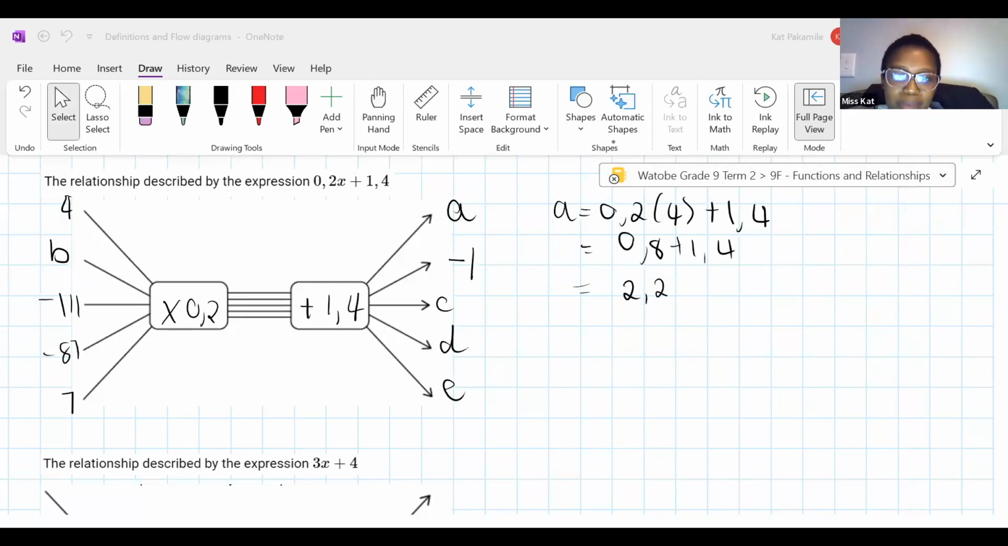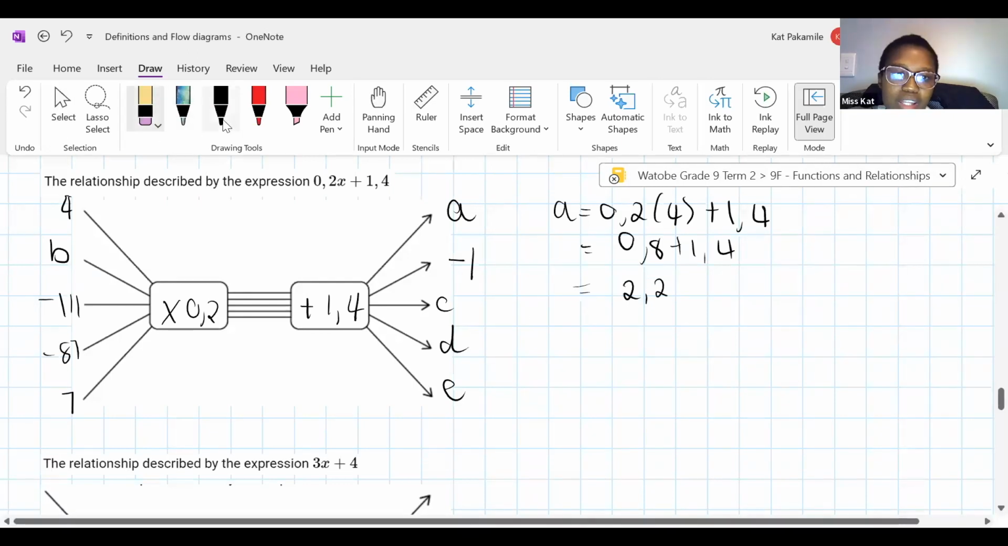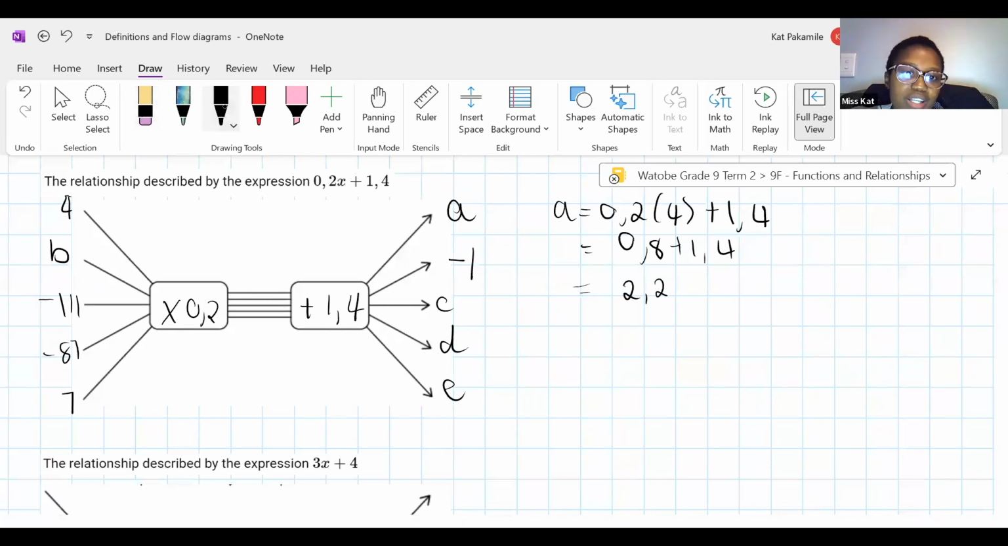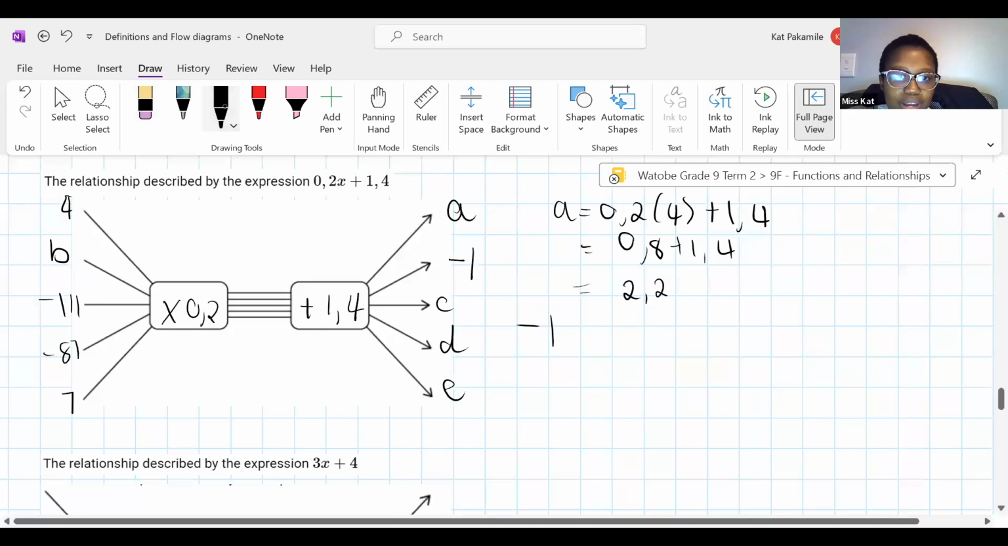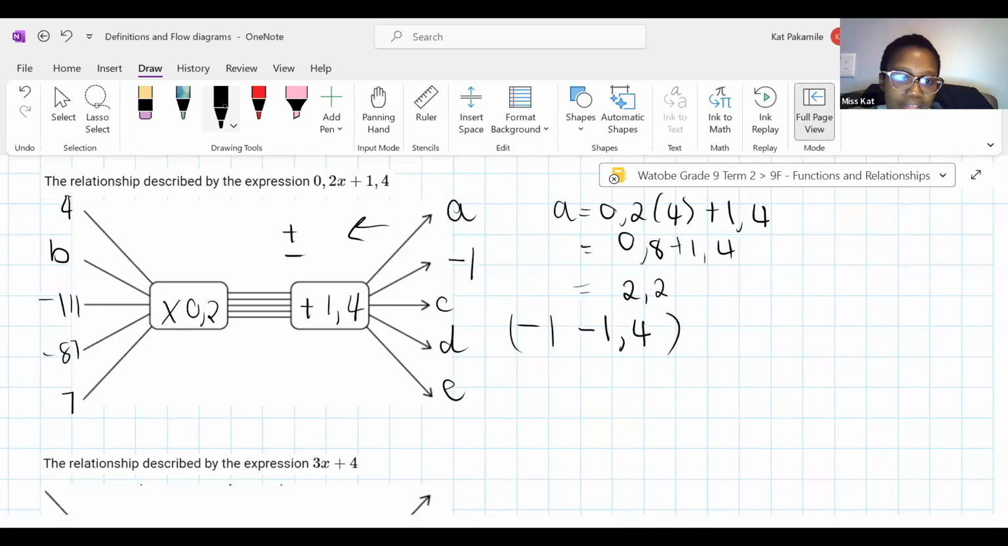With B, we're going to have to do the opposite. So guys, this type of flow diagram is easy because you can see the inverse operation easily, right? So we start at -1. Now we're going the other way. So instead of adding 1,4, we're going to subtract 1,4, and instead of timesing by 0,2, we're going to divide by 0,2. So we're doing the opposite of what we were doing going forward. So it's going to be that divided by 0,2. And how much is that?